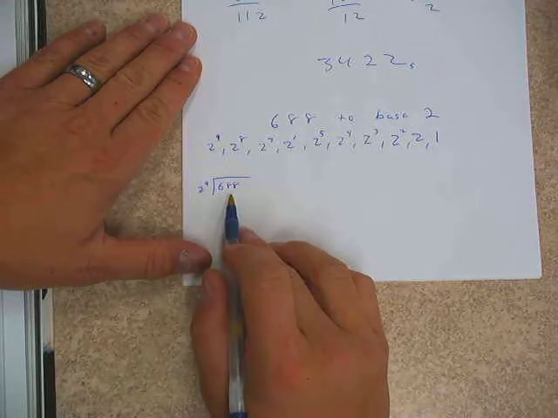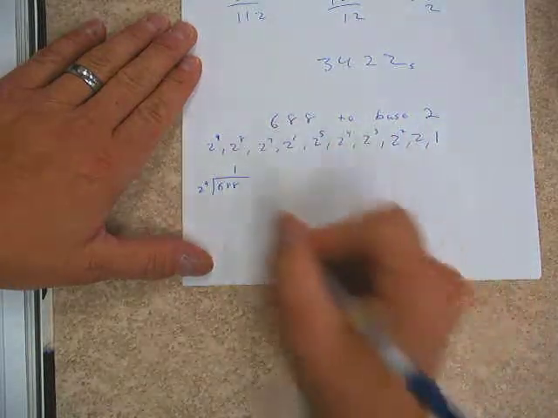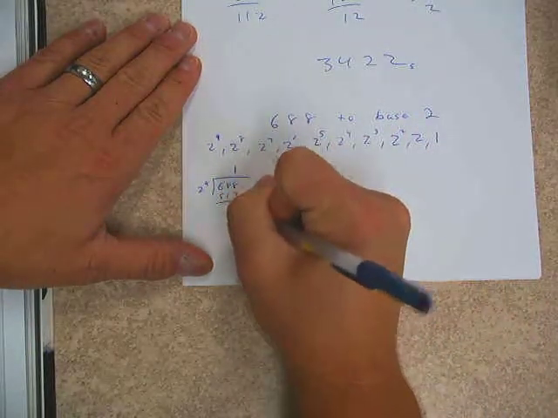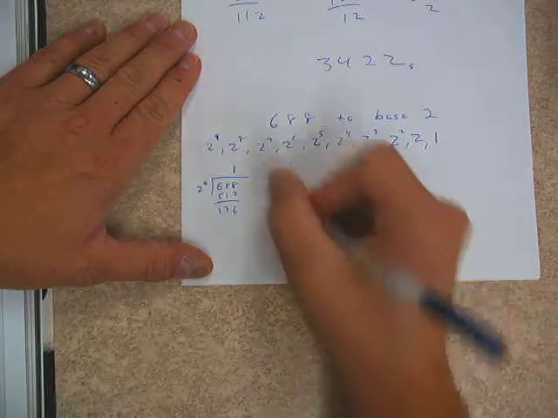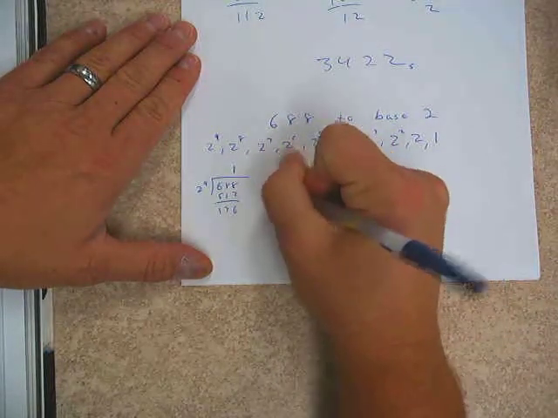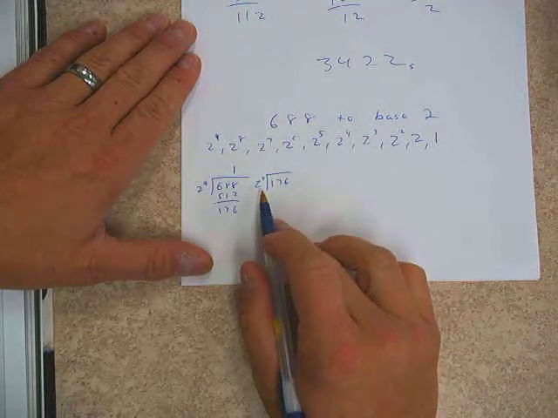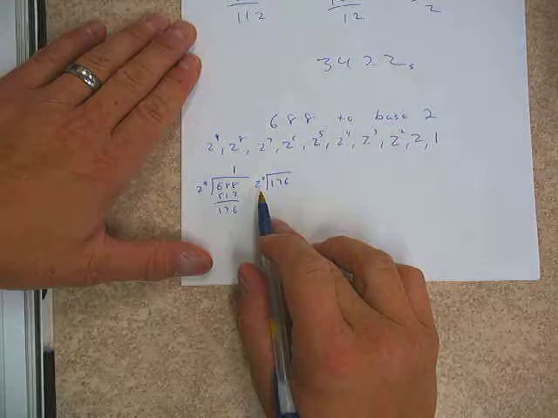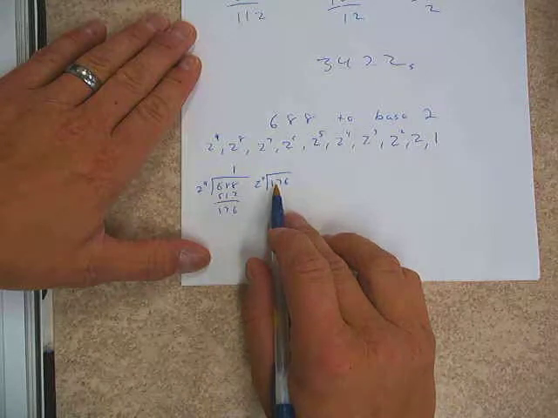So if we do 688 and we divide that by 2 to the 9th, which is 512, 512 would only go into that how many times? Just once. Okay. And if I put my 512 on there and subtract, I'm going to get 176 as my result. I'm going to put my 176 on there, and I'm going to go 2 to the 8th. 2 to the 8th, we said, was 256.